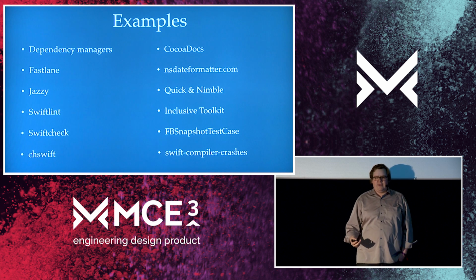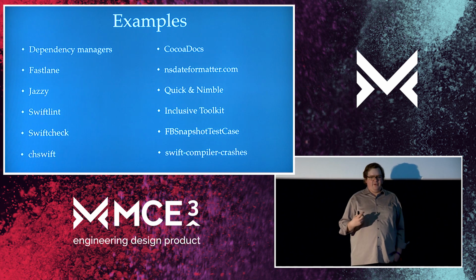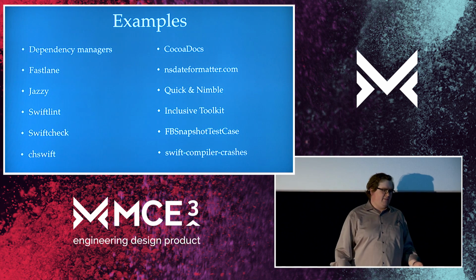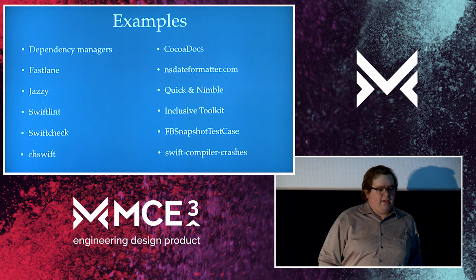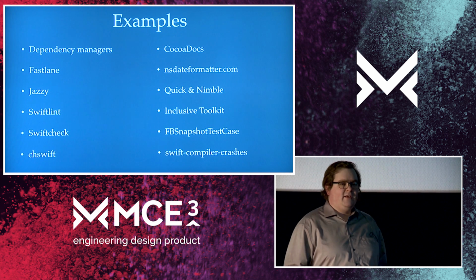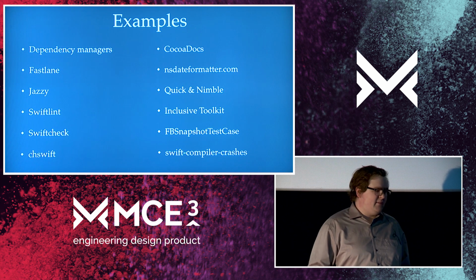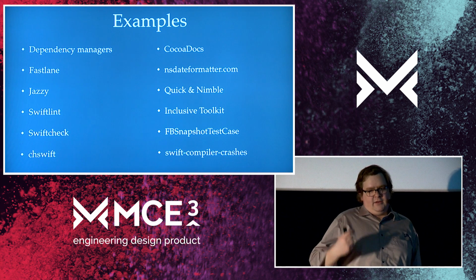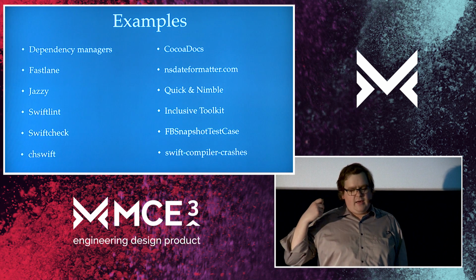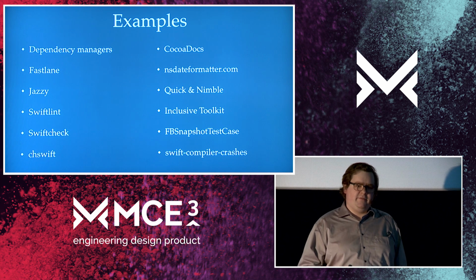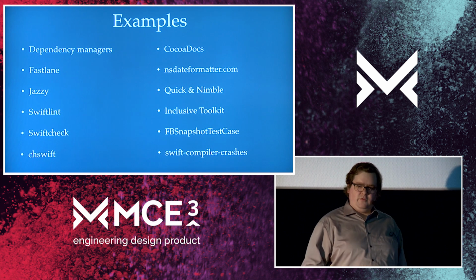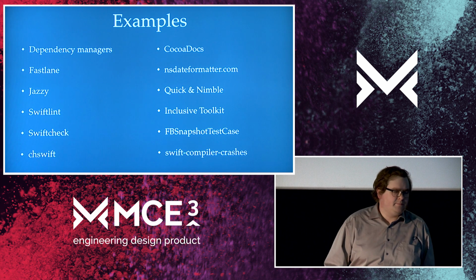We have nsdateformatter.com, which I use constantly to make sure that the NSDateFormatter format string I'm producing actually works. We've made Quick and Nimble because the unit testing framework that Xcode ships with is not sufficient to write good tests. We need something better. We've made the Inclusive toolkit from Sally Shepard in order to make our applications more accessible, to make it easier for developers to make our iOS and OS X applications accessible to people who might be visually impaired or otherwise need accessibility help.